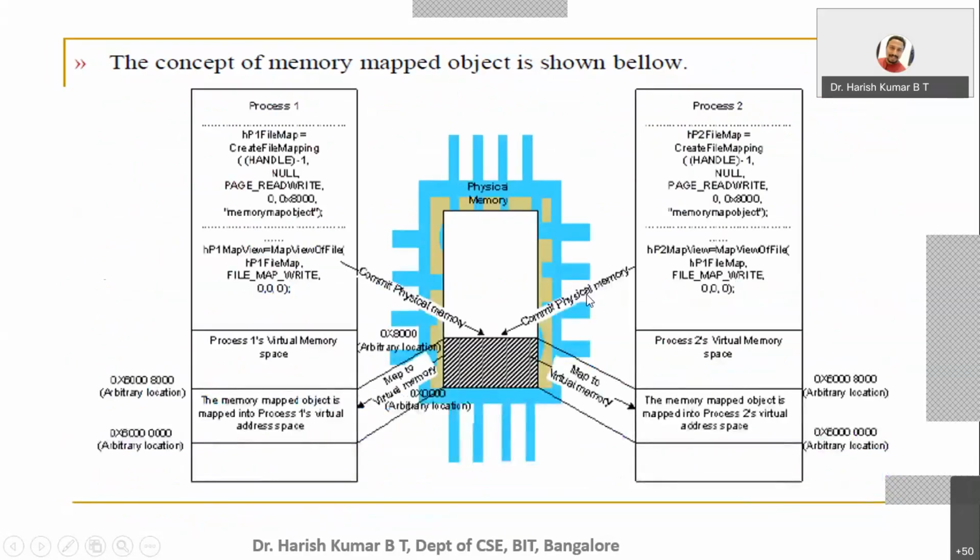The same thing is shown here pictorially. This is the physical memory, this is process 1 and process 2. So we have the memory here, and you can observe this.